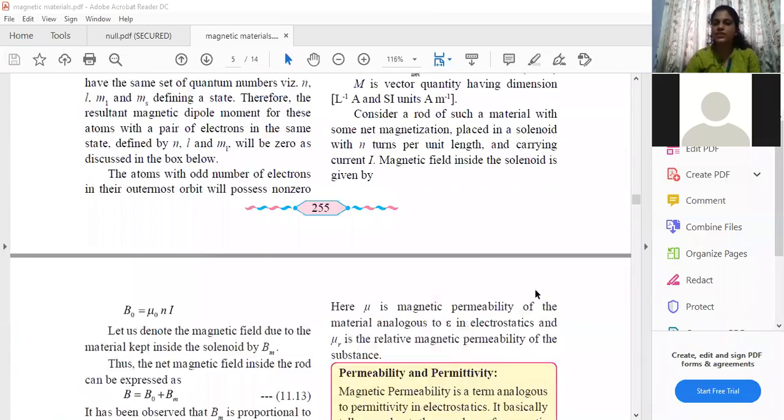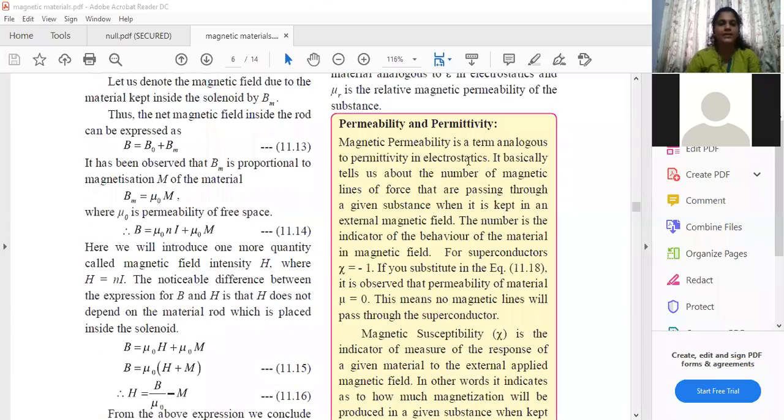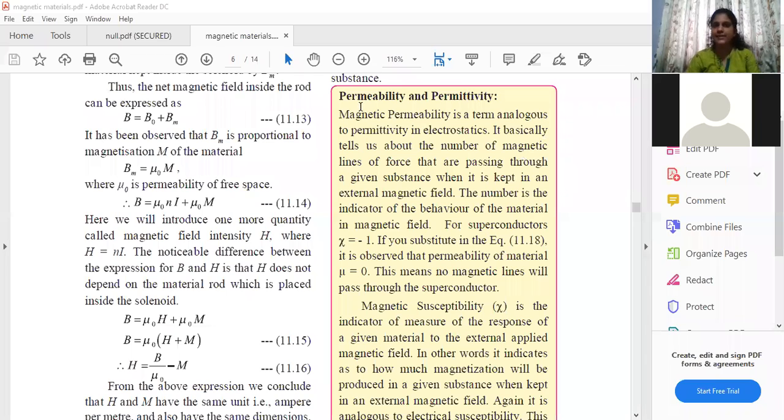All right. So students, we just discussed magnetization and magnetic intensity. Now let us look at this yellow color box that is there: permeability and permittivity. So what is magnetic permeability? They have written over here. See, I'll just mark that point. You all can mark it in your textbook as well.